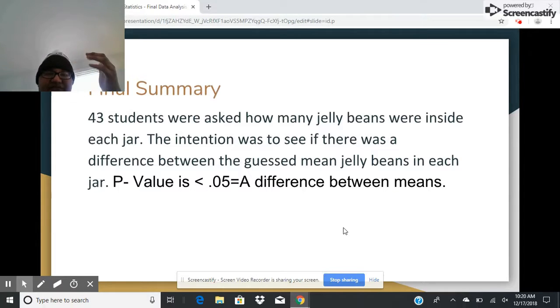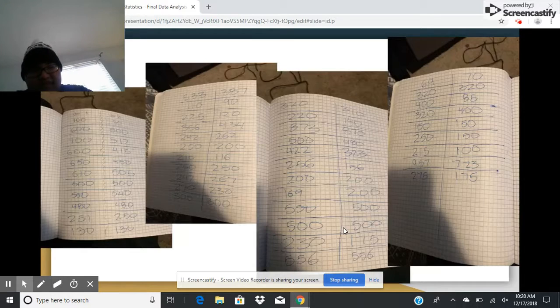So our final summary of the whole experiment is 43 students were asked how many jelly beans were inside each jar. The intention was to see if there would be a difference between the guessed mean jelly beans in each jar. The p-value being less than 0.05 means that there is a difference between the means that is guessed for both jars. This is simply our data that we collected. Jar 1 is on the left side of each page, while jar 2 is on the right side.